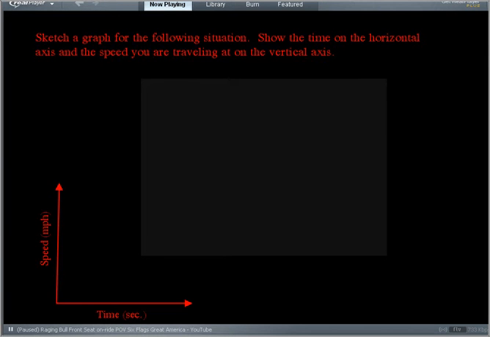We're going to annotate over the desktop, which simply means I can draw over the desktop and paste this in. We're going to try to figure out the speed you're going over the amount of time that you're traveling. So it's not the height. The height would be easy. The speed over the time is a little bit harder. So let's give this a shot.